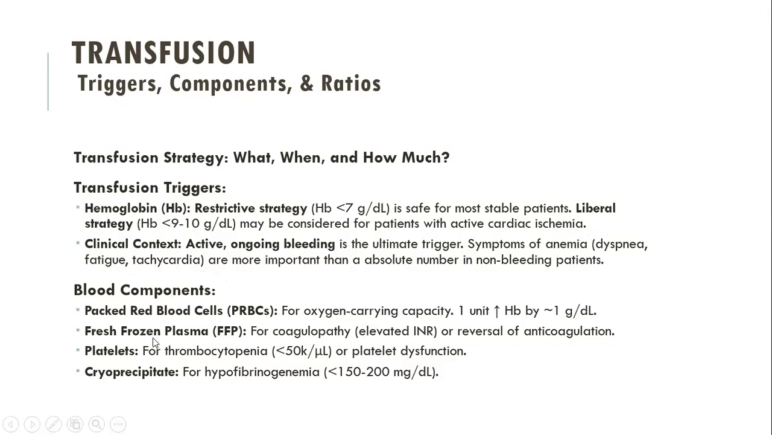Now, what will you be giving? What are the blood components? Commonly, we give packed RBCs for oxygen carrying capacity, like 1 unit of packed RBCs can increase HB by 1 gram per dL. Fresh frozen plasma you can give for coagulopathy, like elevated INR or reversal of anticoagulation. Platelets you can give for thrombocytopenia, like whenever platelets are less than 50,000 or there's platelet dysfunction. Cryoprecipitate you can give for hypofibrinogenemia, like whenever fibrinogen is less than 150 to 200.